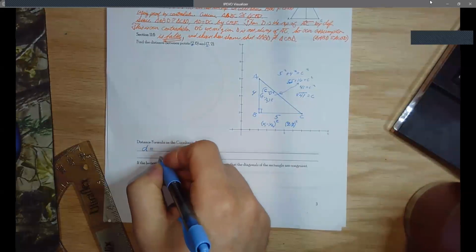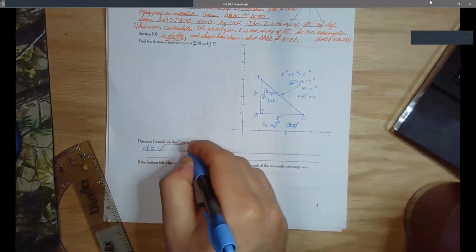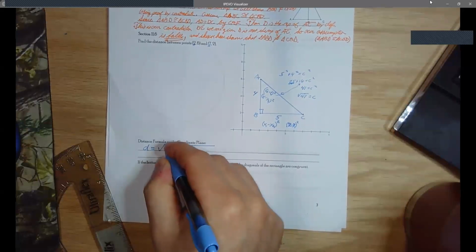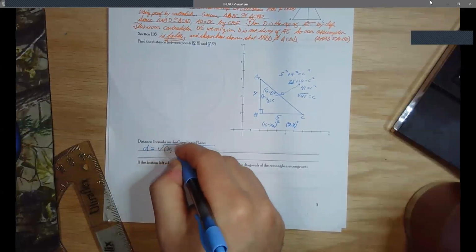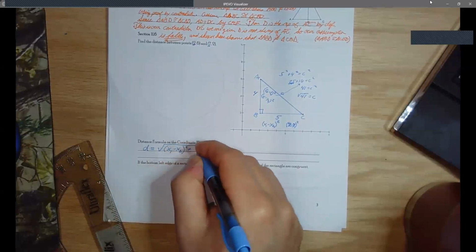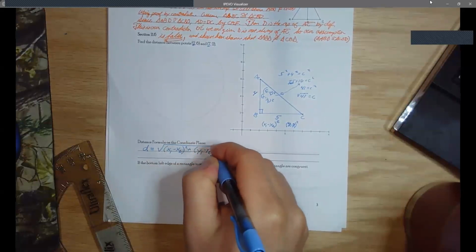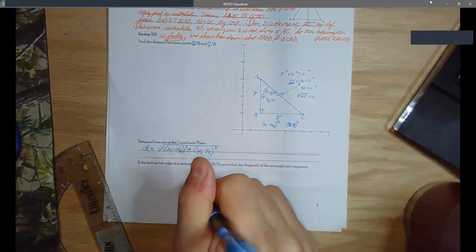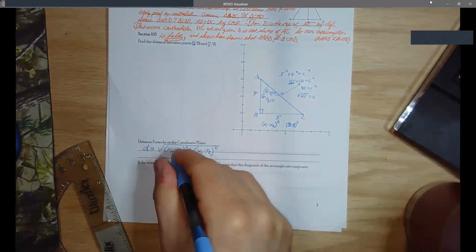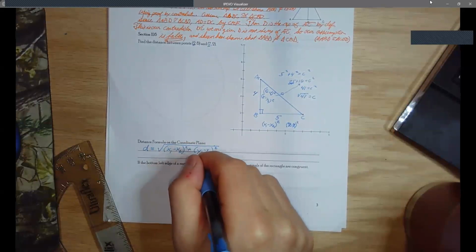So that gives us a distance formula. The distance between any 2 points on the coordinate plane is equal to the square root of (x1 minus x2) squared plus (y1 minus y2) squared. Now, like I said, it doesn't matter the order you put the x's and the y's in, because when you square it, you're going to get the same answer.